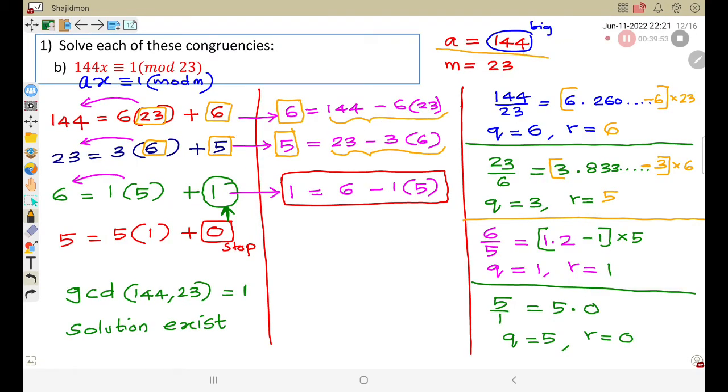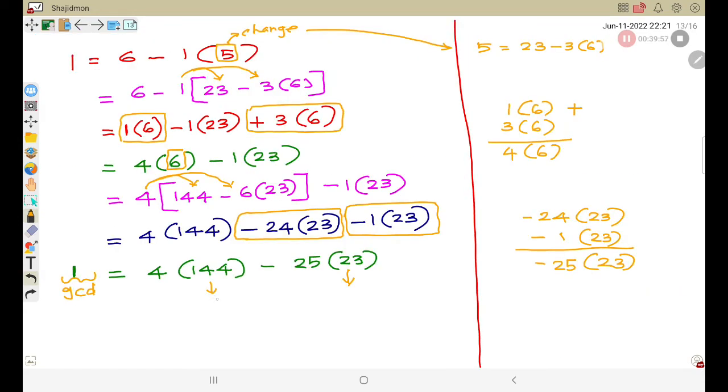144 means the A number. 23 means the M number. So this is A, this is the M number. See here, A coming first, M coming second. So no problem with that one. So A is 144, M number is 23. Now we are writing the solution. We are writing the answer.